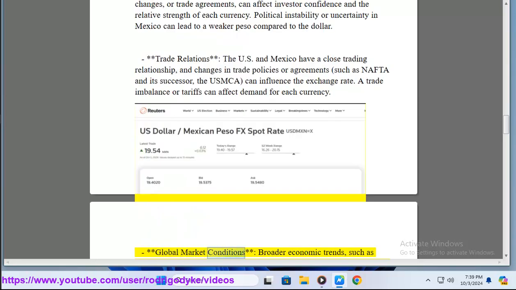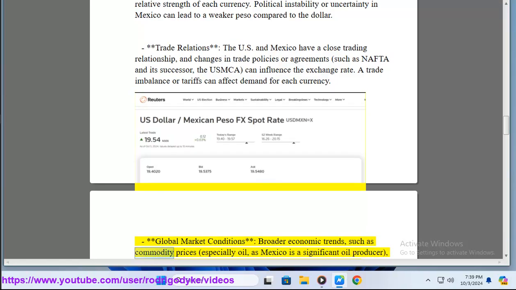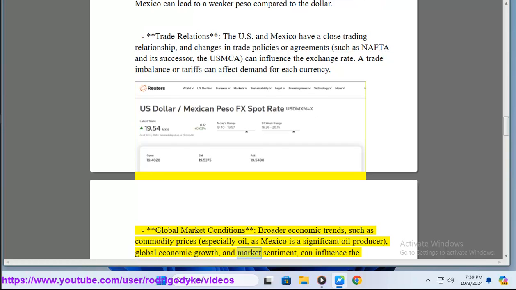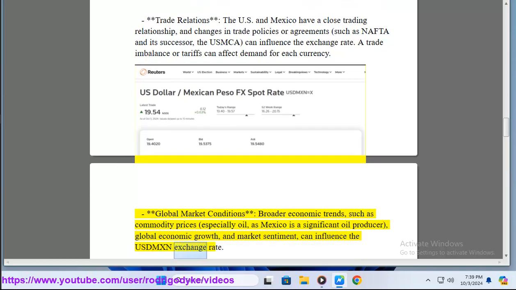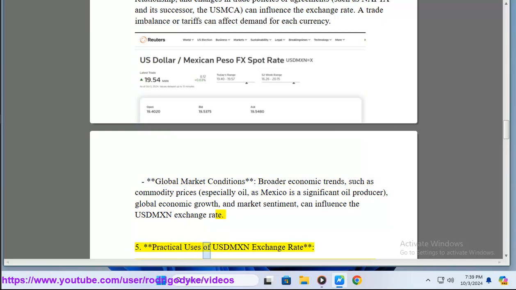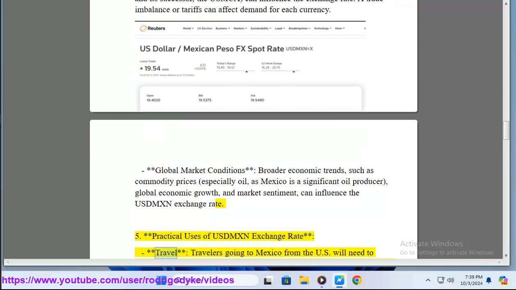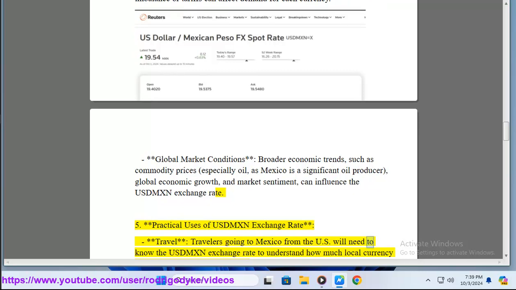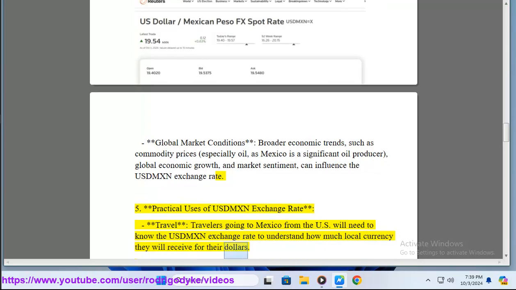Global market conditions. Broader economic trends, such as commodity prices, especially oil, as Mexico is a significant oil producer, global economic growth, and market sentiment, can influence the USDMXN exchange rate. 5. Practical uses of USDMXN exchange rate. Travel. Travelers going to Mexico from the US will need to know the USDMXN exchange rate to understand how much local currency they will receive for their dollars.